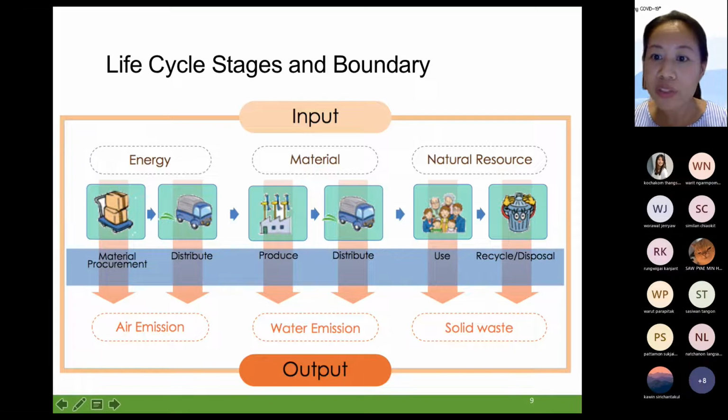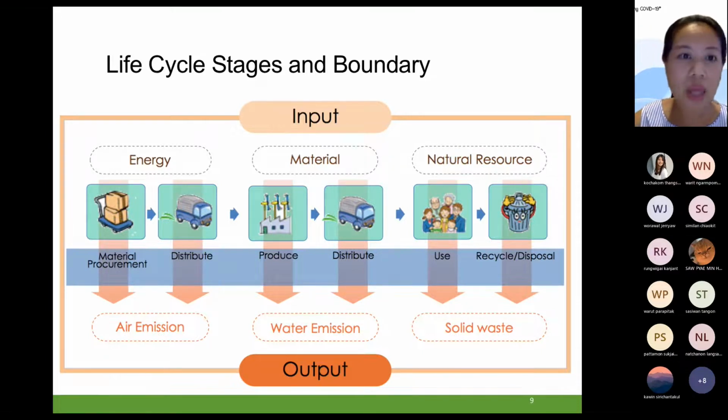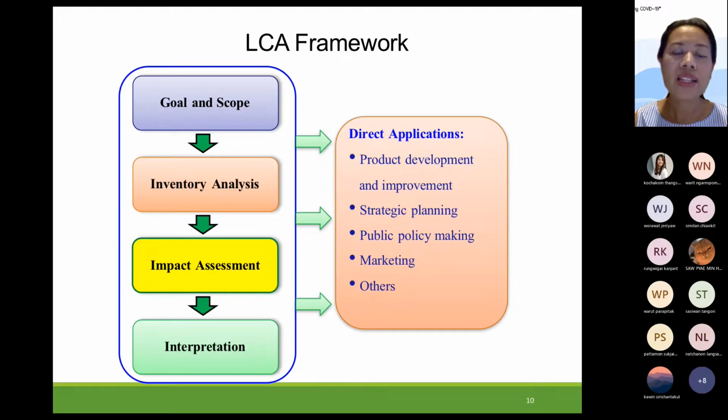And also for natural resources during use, maybe after use it becomes plastic waste, or electronic waste, something like that. We have to know the input and output of the boundary that you set up to apply the LCA for your product. This shows the life cycle assessment framework. Before you start the LCA, you have to set the goal and scope. I don't want to go into deep details, right? I just want to show you the framework.